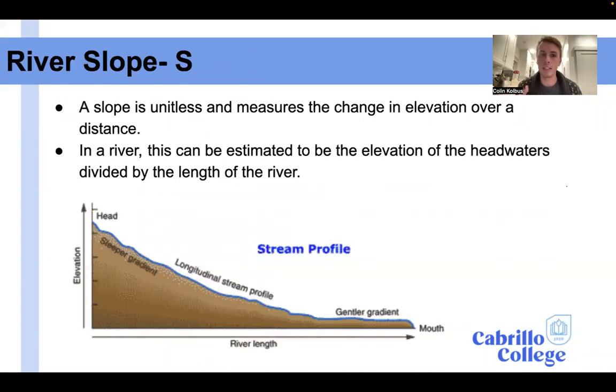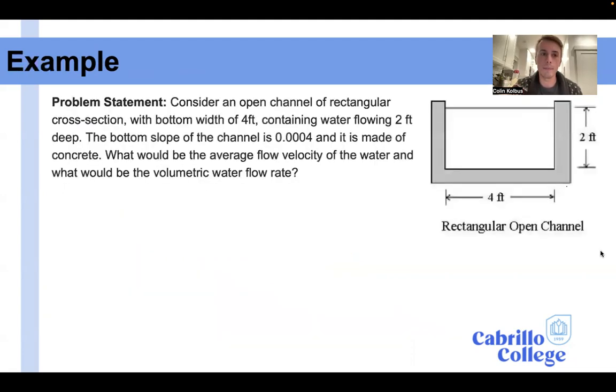It's a distance over a distance. And so it's the change in elevation of our stream over our river's length. And so I might just provide the elevation of our headwaters and have you divide that by the length of the river instead of just providing the river slope on its own. And so that covers all of the variables of the Manning's equation. So now let's move on to an example.